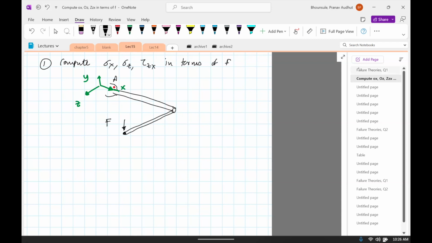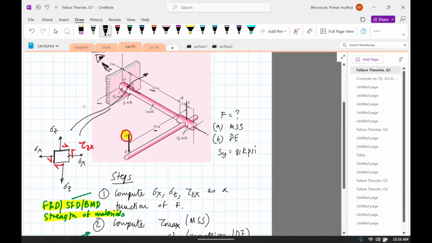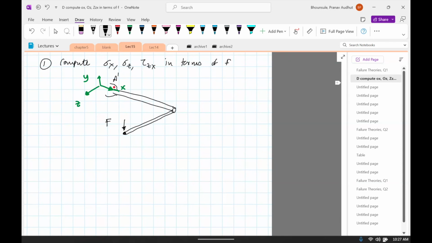Okay, let's draw some lengths. So this point D is at a distance of 15 inch from this line. And then this point is, 12 plus 2, 14 inches from A. I'm just going to draw that. This distance is 14 inch, and then this distance, 15 inch.